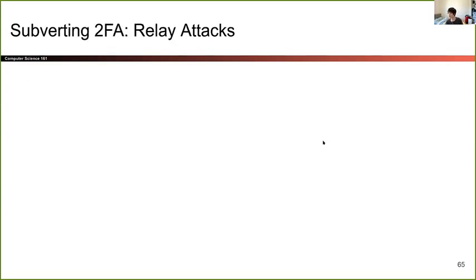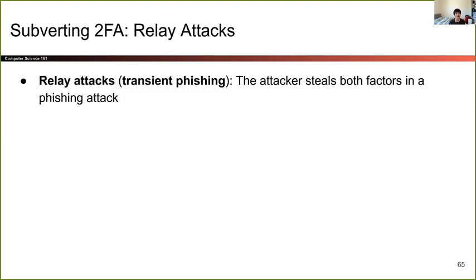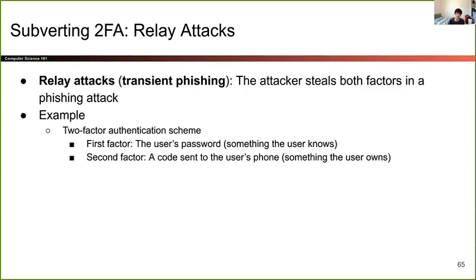Of course, with any defense, there are ways to subvert it. So the easiest to reason about is a relay attack. With a relay attack, also called transient phishing, the attacker steals both of these factors at the same time. As an example, maybe our scheme is that the first factor is the password, and the second factor is a code that your phone generates, and then you have to type that code in to send to the server, which would be something the user owns.